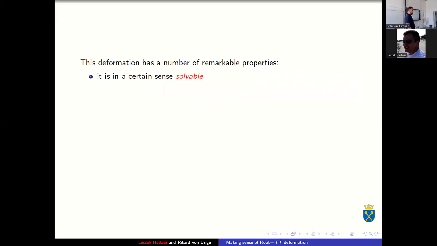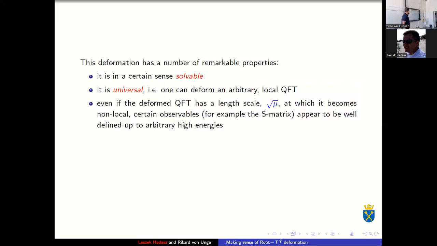And now kind of general propaganda about this. In a certain sense, this deformation is solvable. You can compute many things in the deformed theory. Then you can deform essentially an arbitrary two-dimensional local quantum field theory, so it's a universal deformation. And even if this deformation introduces a length scale to the theory, which it might not have had initially, it might have been a CFT without such a scale, and you introduce one because the TTbar operator is not dimensionless, and even if you integrate it, to make it dimensionless you need to have a scale. But still, this theory, even if non-local for small distances, at least people think it should be non-local for small distances, seems to be working.